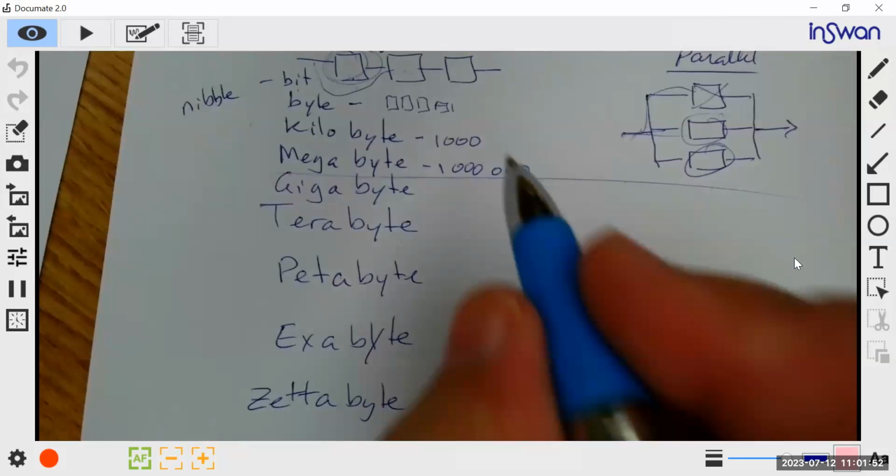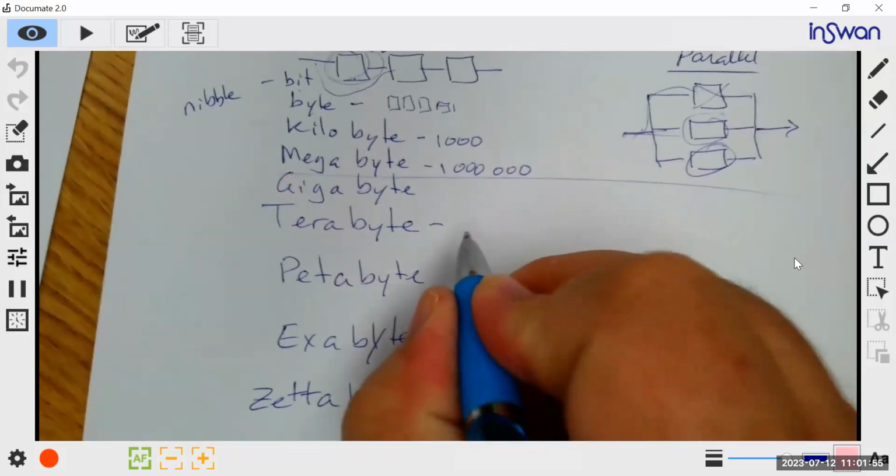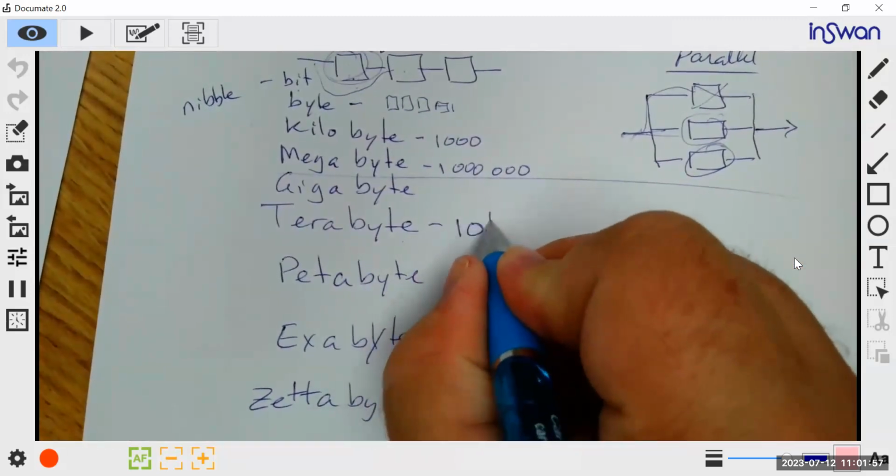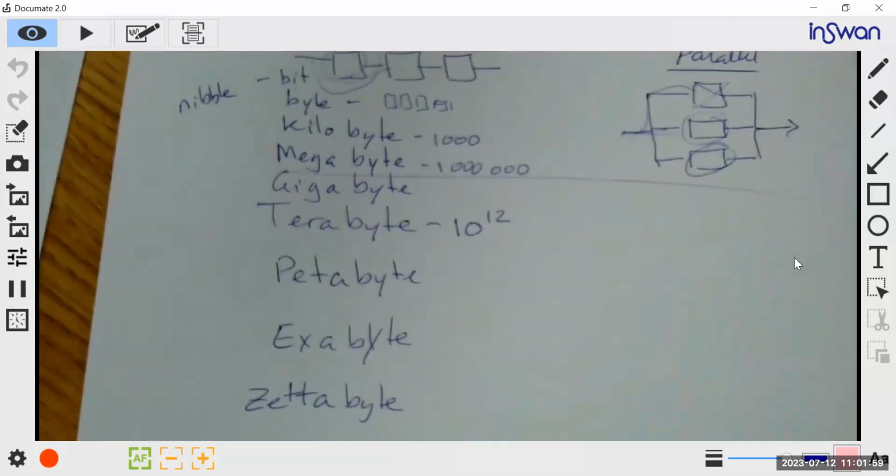Let me put these numbers on there. A terabyte is 10 to the 12 bits of data.